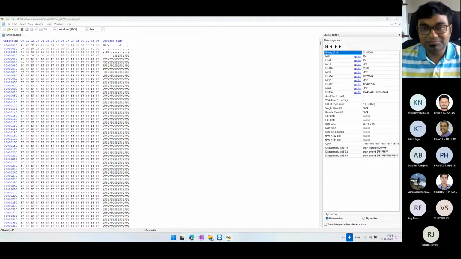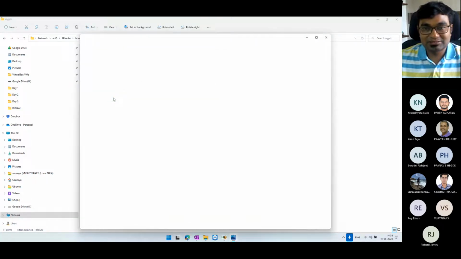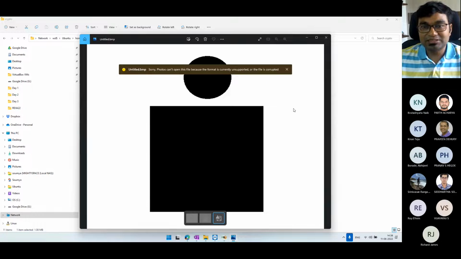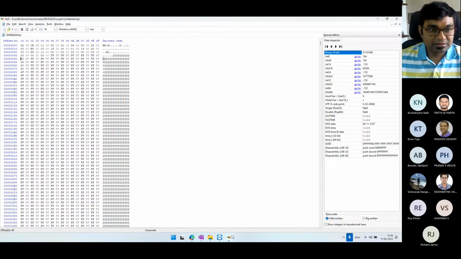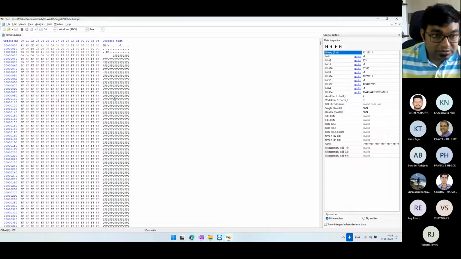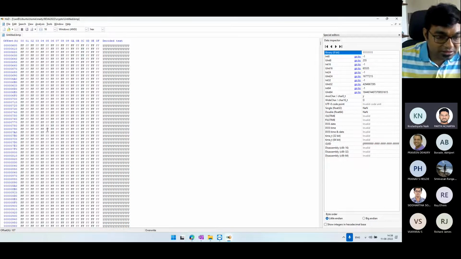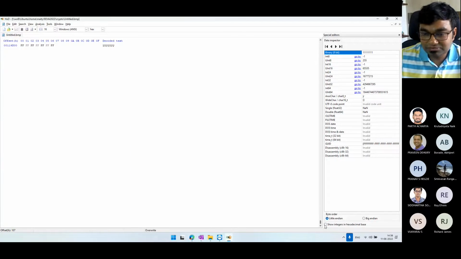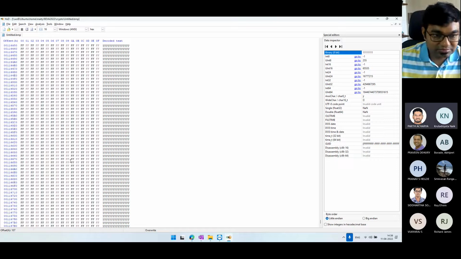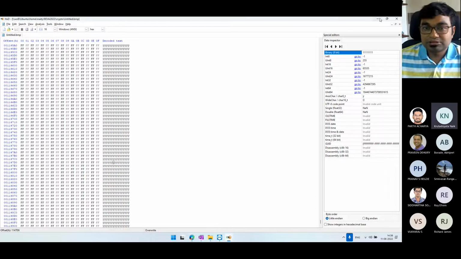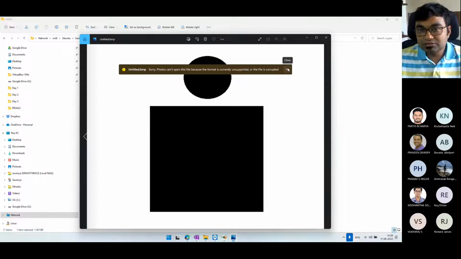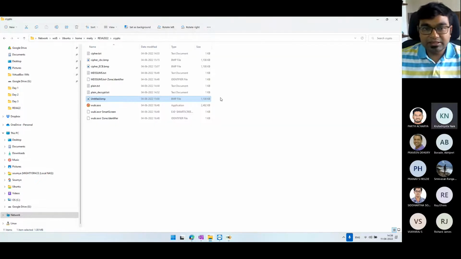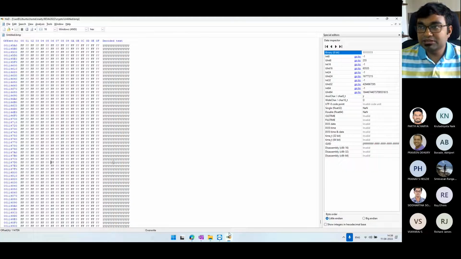Let's see how the picture would change. Do you see any visible difference? There was some error, no? Yes, there is some error, but it should not be. Still it is there. Let us take some other example. I think I have ruined this hexadecimal thing.